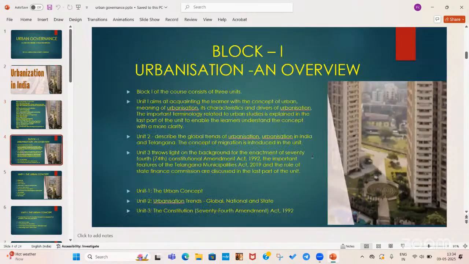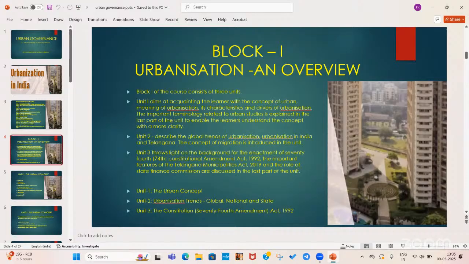In Block 1, urbanization and overview, there are three different units: Unit 1, 2, and 3, as I already told you. In Unit 1, the urban concept, we'll get familiar with what is urban, the meaning of urbanization, and the characteristics and drivers of urbanization. Characteristics means the features of urbanization, and drivers of urbanization means the factors which lead to urbanization. Then there is some important terminology related to urban studies, which we'll also cover.